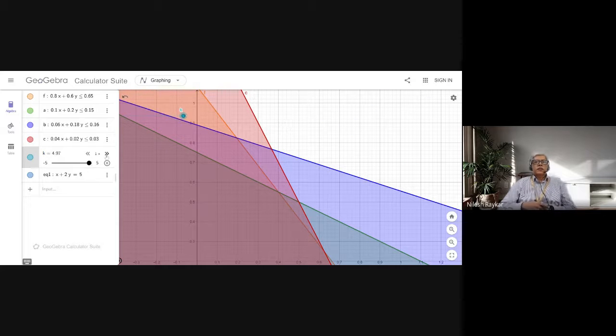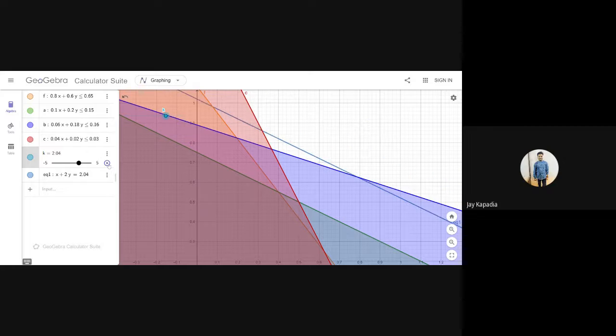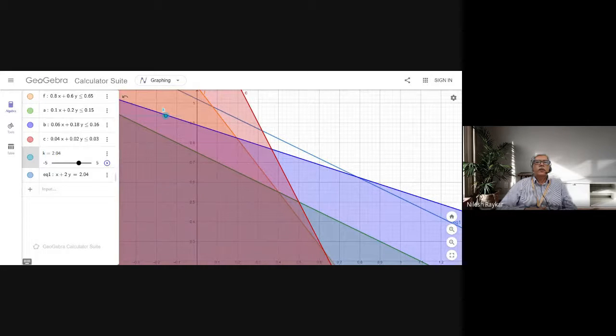Okay, so Jay has done a nice job. So k is nothing but your profit, sorry, cost. As the slider is going to the right, the cost is increasing. Our feasible region is anywhere in the white region. So which point would give you minimum cost? Looking at this graphical picture, can somebody tell?